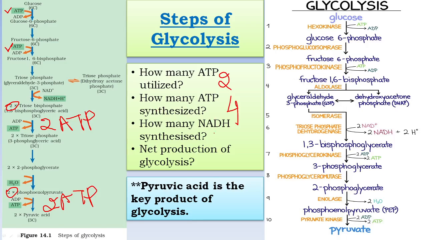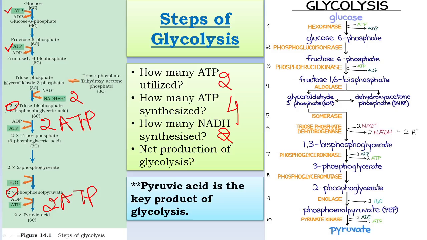Now NADH is produced when glyceraldehyde 3 phosphate is converted into 1,3 bisphosphoglyceric acid. But again there are 2 triose phosphates, so 2 NADH are produced. So there are 2 NADH produced.